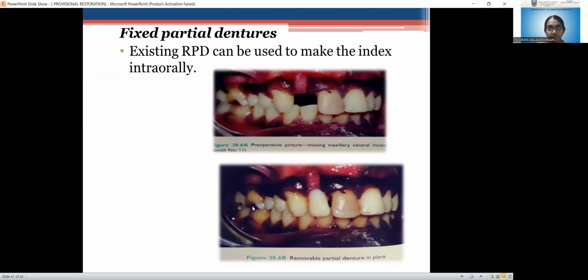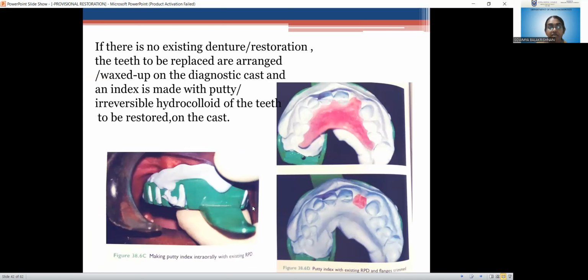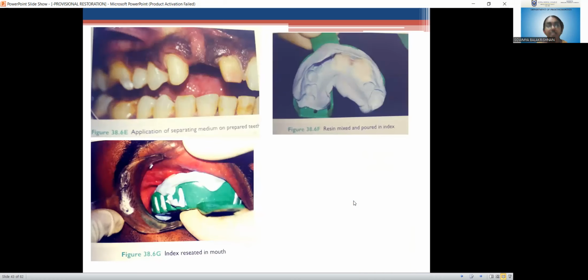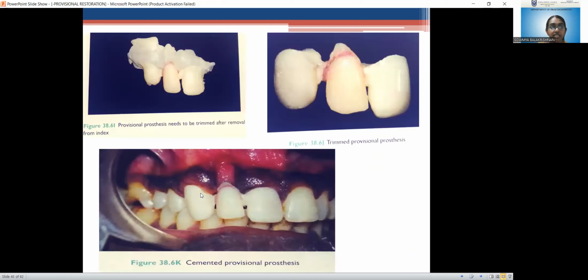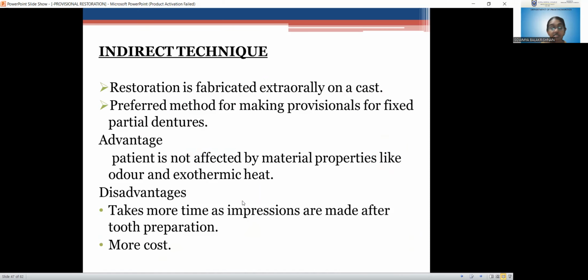So the patient already has an existing RPD, so we have to make an index. That means by picking up that RPD into an impression, we have to trim the flanges from the impression. We have to prepare the tooth. Then after preparation, we pour the resin into this index, and the index is reseated into the mouth. Finally, after completing the setting, the provisional restoration is removed from the index, and excess is trimmed like this. After proper trimming and polishing, it can be cemented using a provisional cement, that means temporary cement.